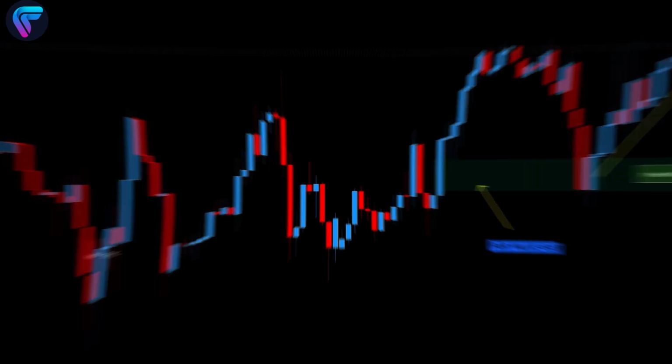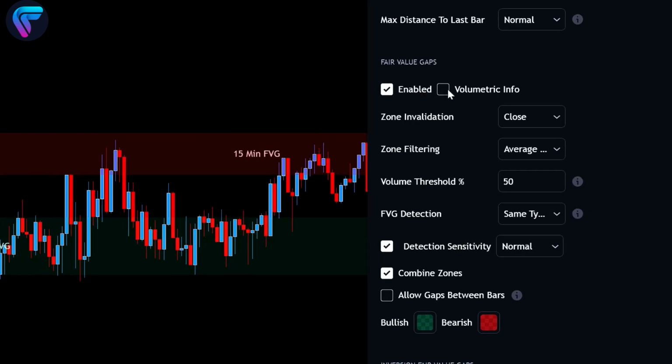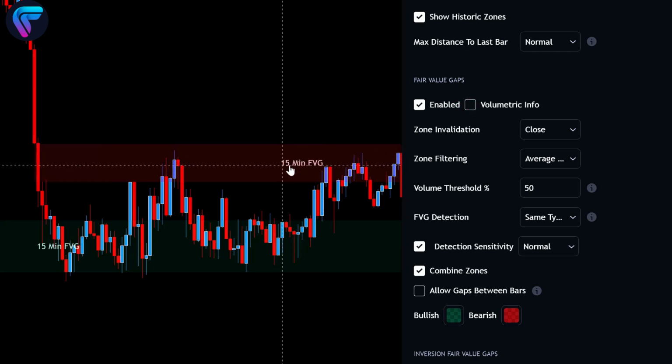But it gets better. You can go into the toolkit settings and find helpful adjustments for the fair value gap detection. For example, you can turn on volumetric info, which shows the amount traded within that gap. You can also change the zone invalidation and zone filtering settings.